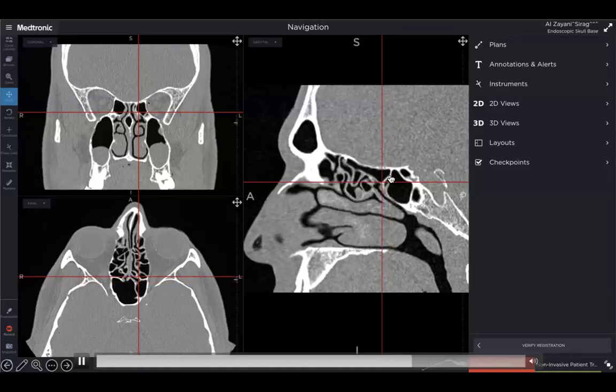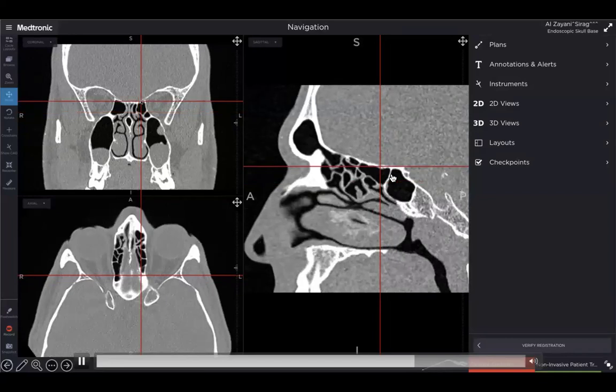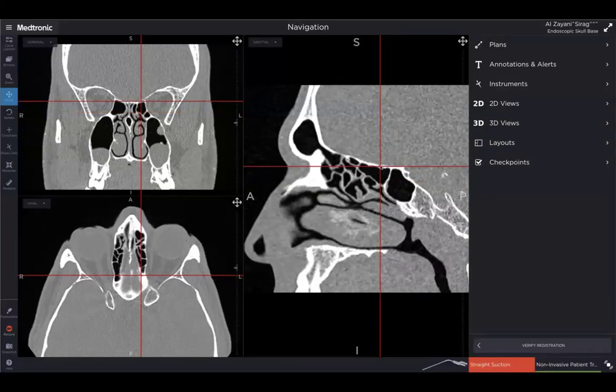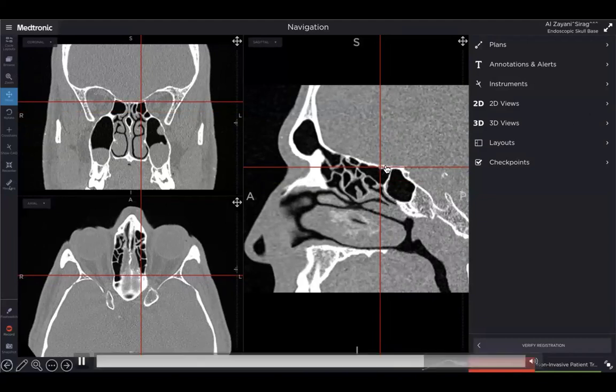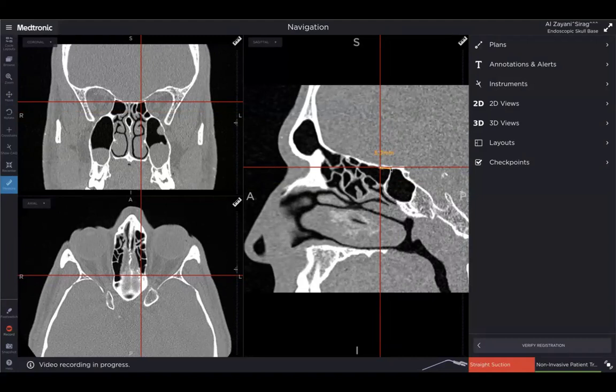So when you're going into the natural ostium of the sphenoid sinus, be very careful with your trajectory because if you keep going straight up, you'll end up in the skull base. Now here I'm showing you the posterior ethmoid artery, and the distance of the posterior ethmoid artery to the sphenoid face is 5 millimeters. And this is always the case.